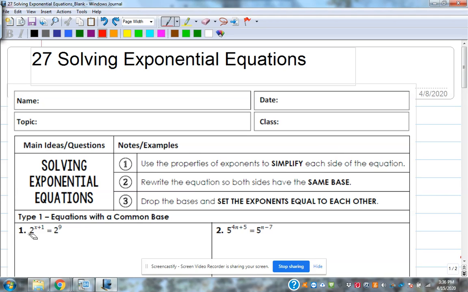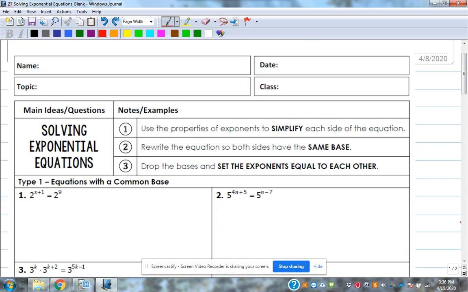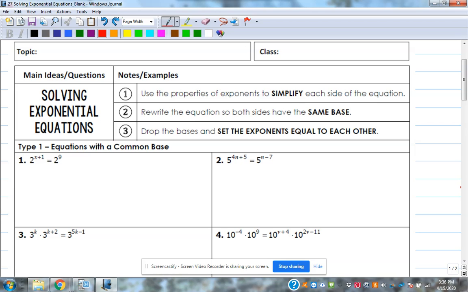And what I mean by base is, like on number 1, you got a base 2 on each side. Number 2, you got a base 5. So that's the big number that has the exponent. And once we get the bases the same and everything simplified, then we can set the exponents equal to each other and get an easy equation to solve.